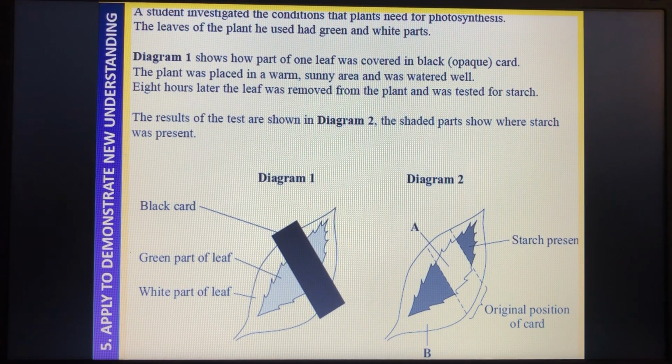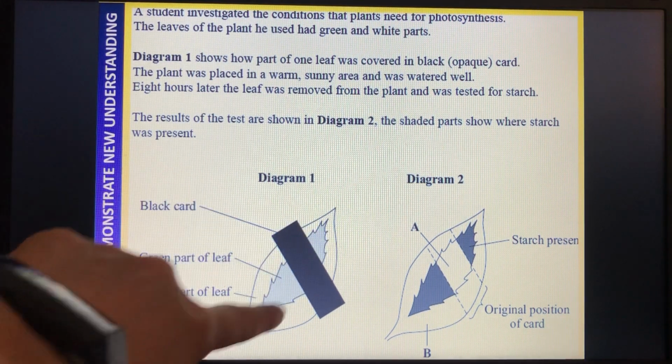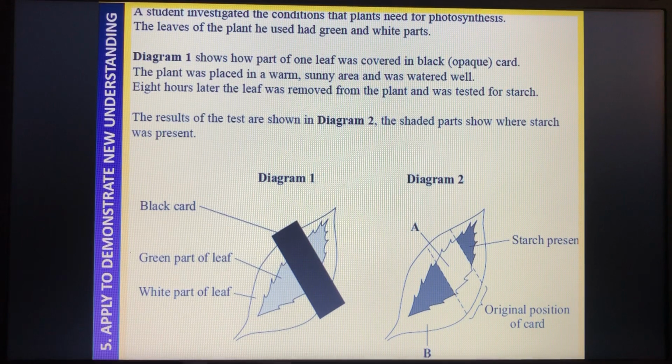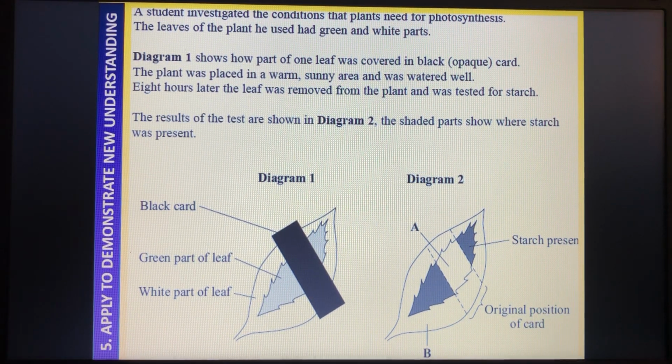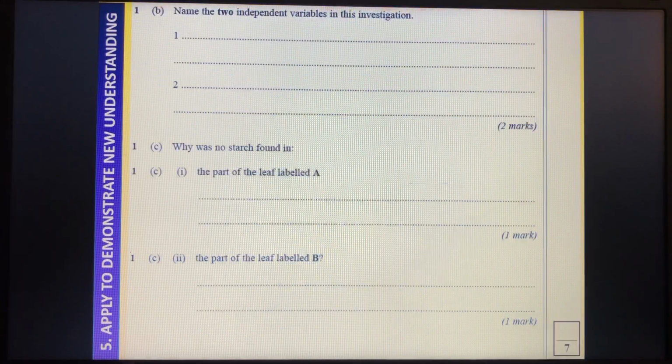where starch was present. Okay, so you can see that it's even labelled starch present, original position of the card, and we've got a part labelled A and a part labelled B. The outer part of the leaf is white, green in the middle. Here was the black card. Starch here, we've got A and we've got B. Let's have a look at the question.